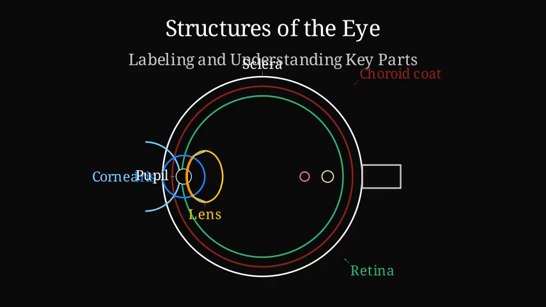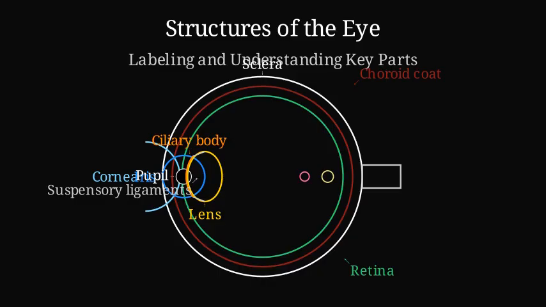Just behind the iris is the lens. The lens is flexible and fine-tunes the focus so that images land sharply on the retina. The lens is controlled by a ring of muscle called the ciliary body. When the ciliary body changes shape, it changes the lens shape too, helping you focus near and far.